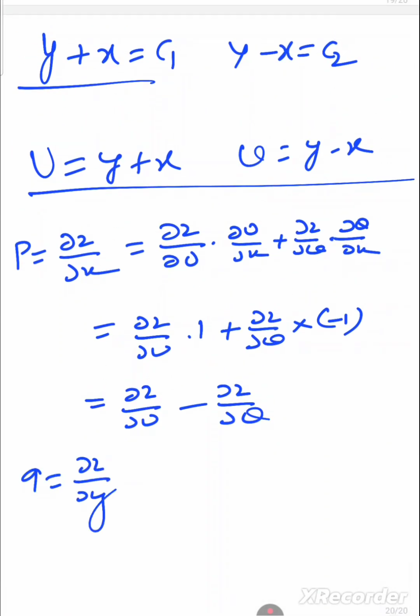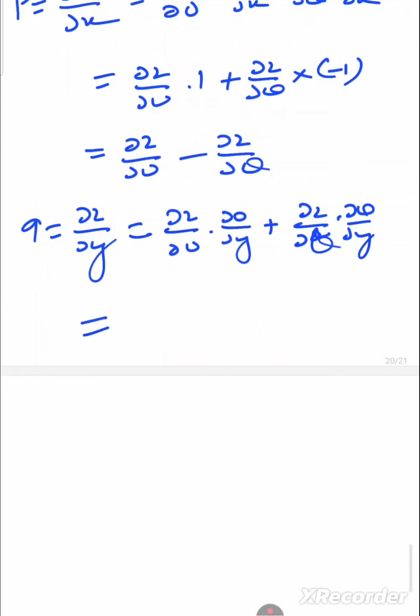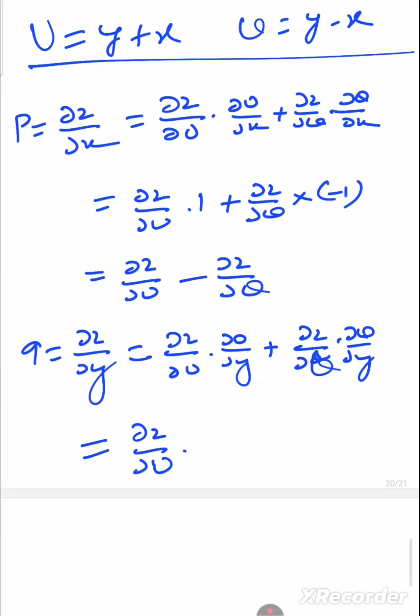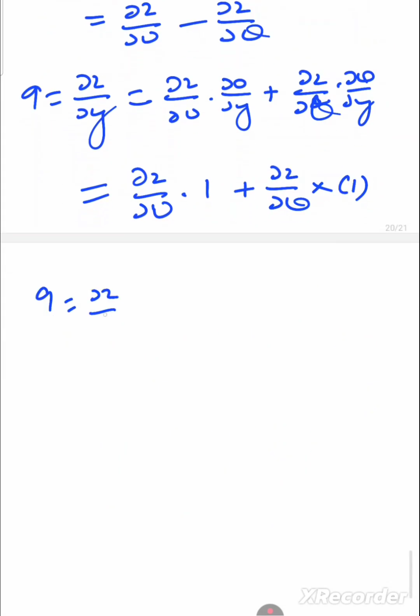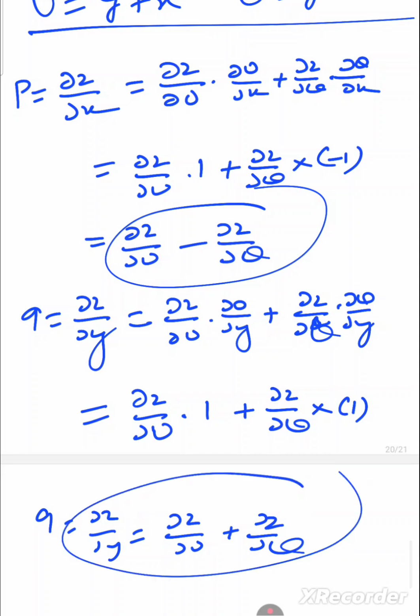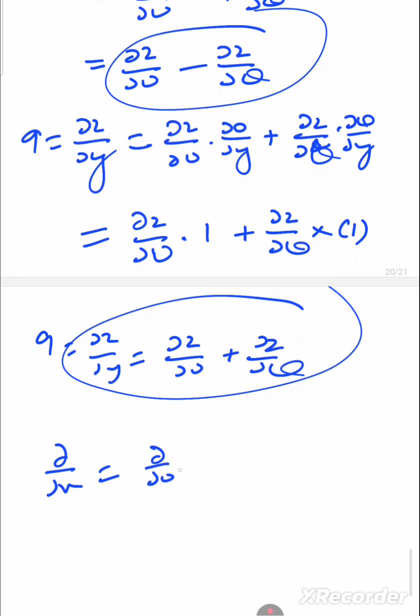q is ∂z/∂y. We can write it as ∂z/∂u times ∂u/∂y plus ∂z/∂v times ∂v/∂y. Here ∂u/∂y is 1 and ∂v/∂y is 1. Now, we can write q = ∂z/∂y = ∂z/∂u + ∂z/∂v. From this equation and the previous equation, we get ∂/∂x = ∂/∂u − ∂/∂v.